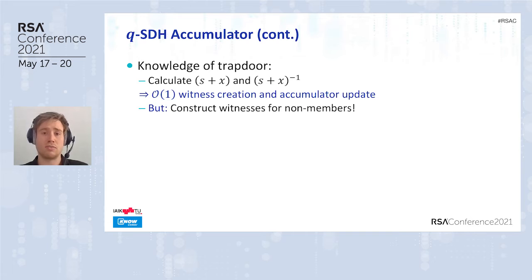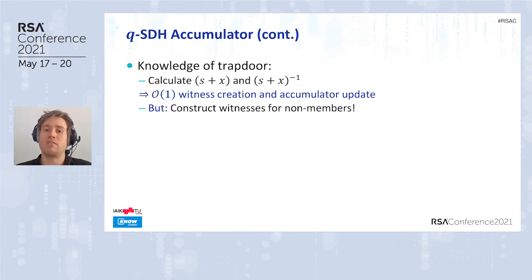So if we have the knowledge of the trapdoor, we can easily compute S plus X and the inverse of S plus X very efficiently. And this implies that we can also create the witnesses of elements and also update the accumulator very efficiently. But this also implies that we can calculate this S plus X and the inverse of S plus X for X not being in the initial set.